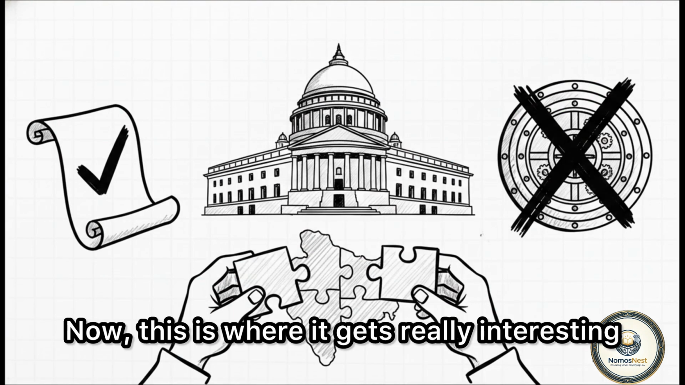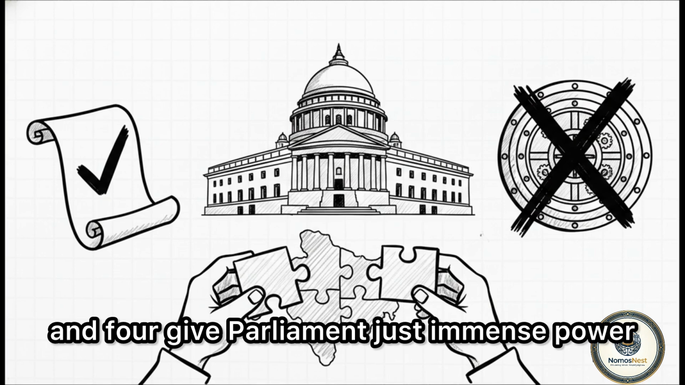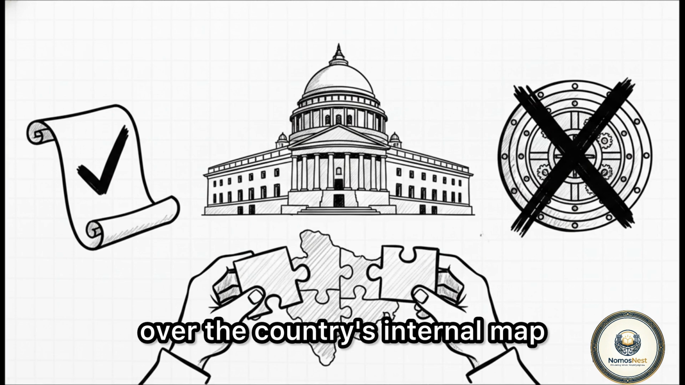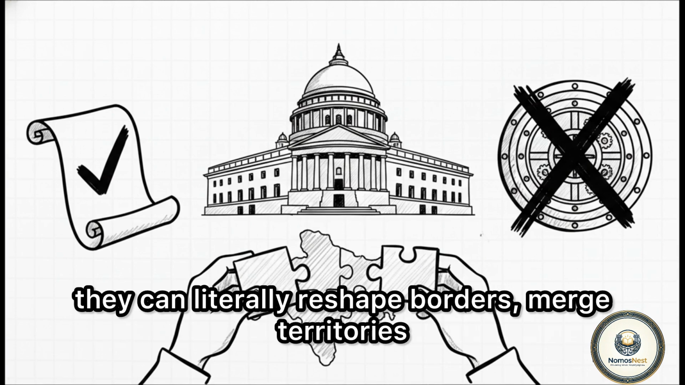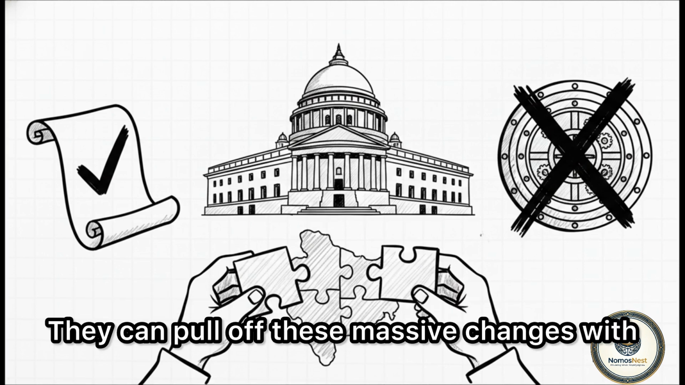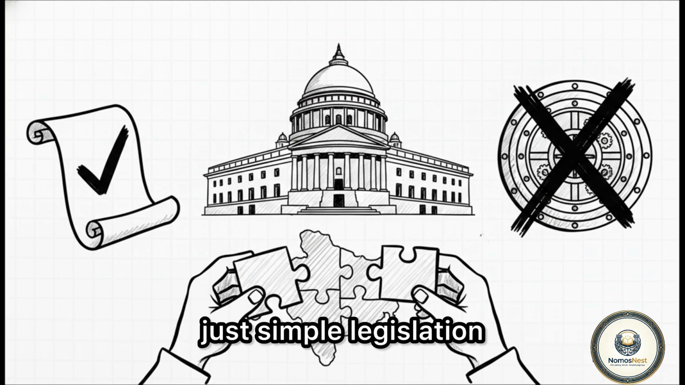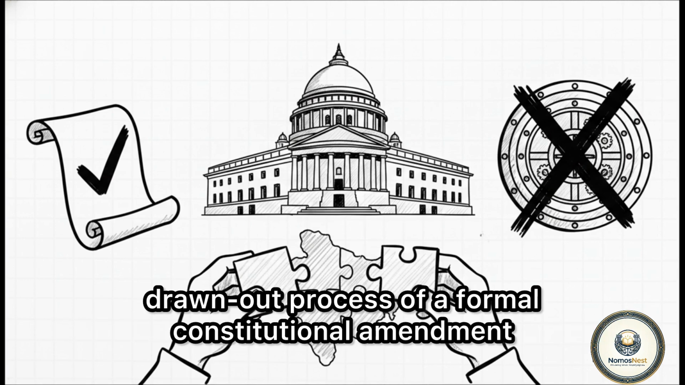Now, this is where it gets really interesting. Articles 2, 3, and 4 give Parliament just immense power over the country's internal map. Acting on the president's recommendation, they can literally reshape borders, merge territories, or admit completely new states. And the craziest part? They can pull off these massive changes with just simple legislation. Yep, they can totally bypass the super rigid, drawn-out process of a formal constitutional amendment.